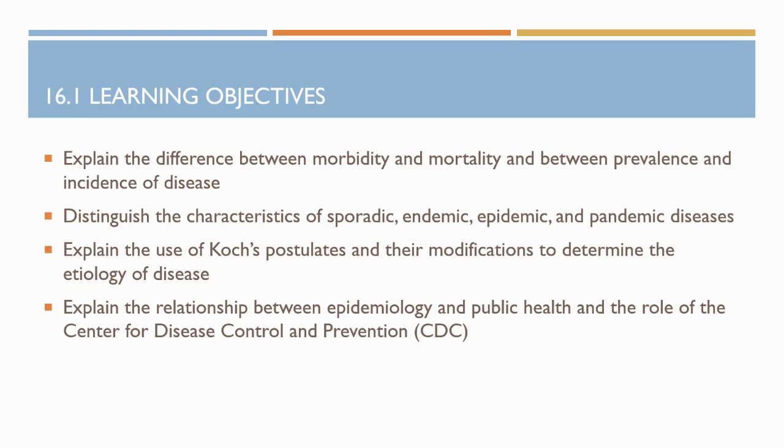The learning objectives for 16.1 are to be able to explain the difference between morbidity and mortality and between prevalence and incidence. So again, vocabulary. Distinguish the characteristics of sporadic, endemic, epidemic, and pandemic diseases. We'll look at Koch's postulates and their modifications in determining the etiology of disease. And we'll explain the relationship between epidemiology and public health and the role of the Centers for Disease Control and Prevention, the CDC.